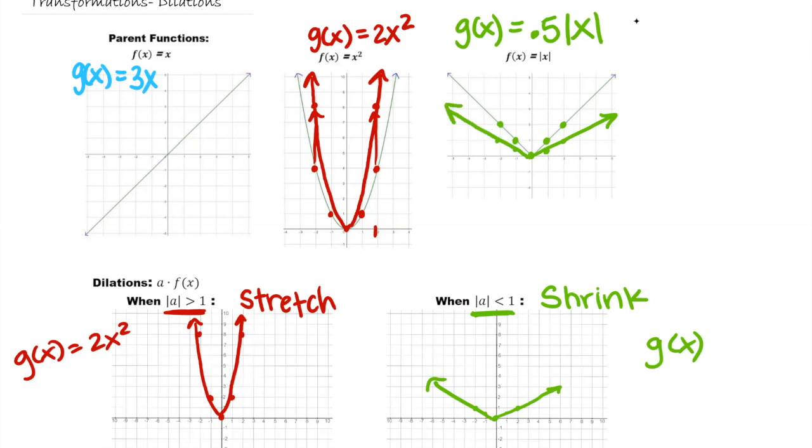So the absolute value of a, if it is greater than 1, will stretch your graph. And if the absolute value of a is less than 1, it will shrink your graph. These are called dilations. I hope that's helpful.